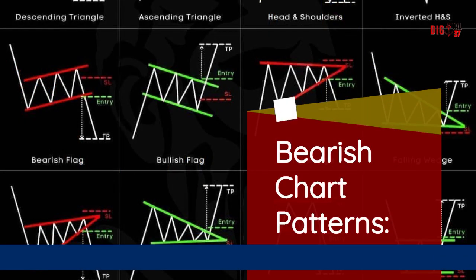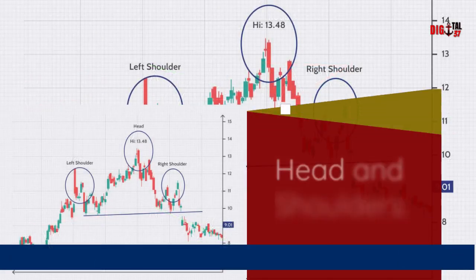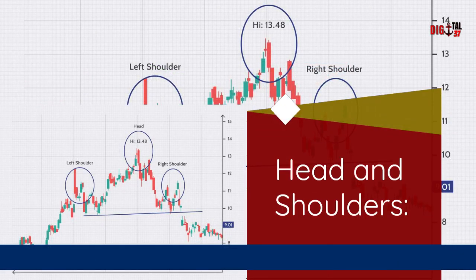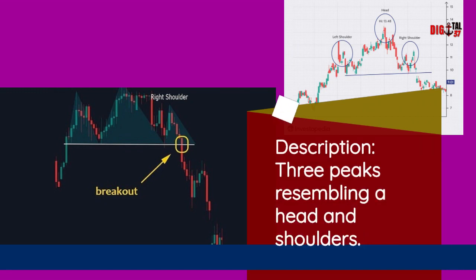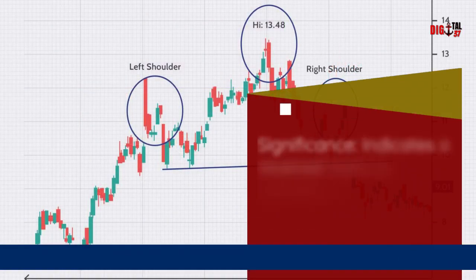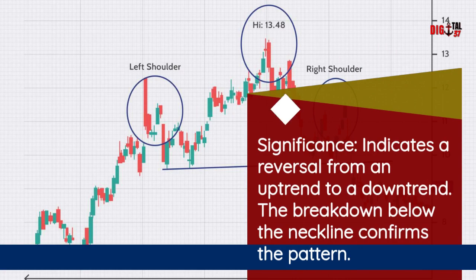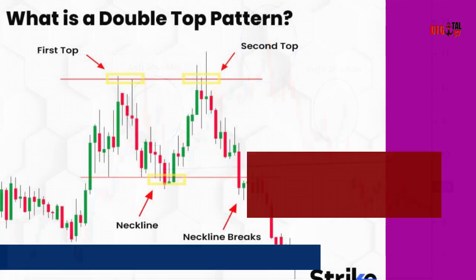Bearish chart patterns. Head and shoulders. Description: 3 peaks resembling a head and shoulders. Significance: indicates a reversal from an uptrend to a downtrend. The breakdown below the neckline confirms the pattern.